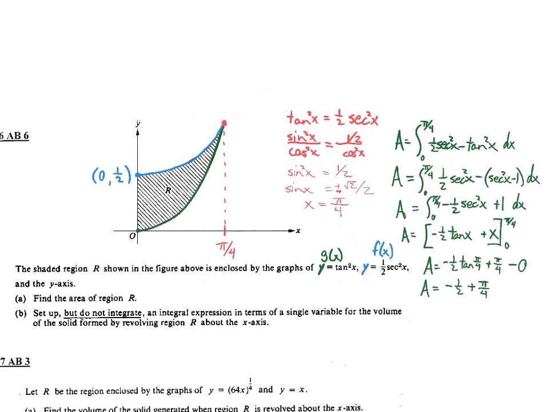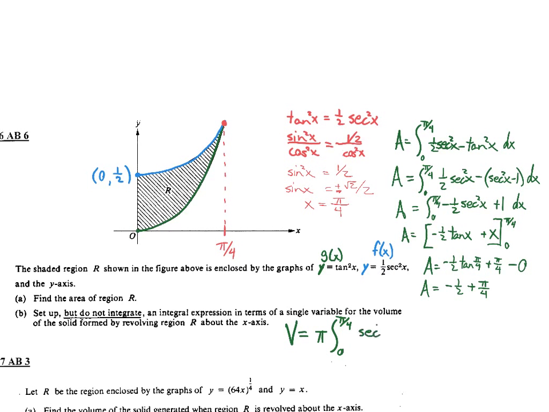Now, part B, we're asked to set up but do not integrate an integral expression in terms of a single variable for the volume of the solid formed by revolving region R about the x-axis. So what do you have here? We could just write it down at this point. Pi times the integral from 0 to pi over 4 of secant squared of x over 2 minus tangent squared of x all squared.